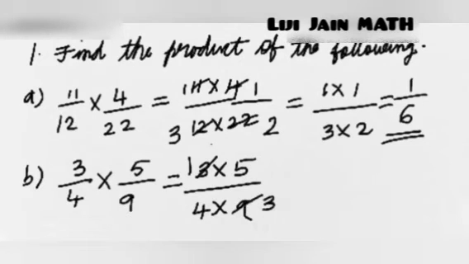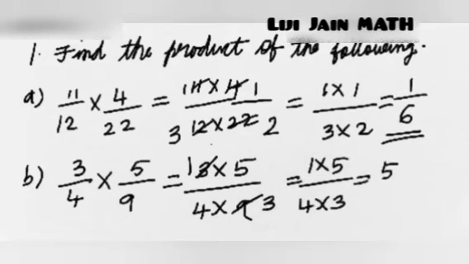Anything else? No, isn't it? So what is the answer? The numerator is 1 into 5 and the denominator is 4 into 3. So 5 by 12 is the final answer. Got it? Okay, next let's try to do C.